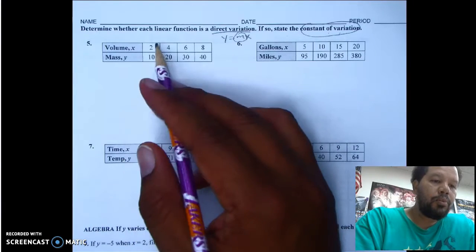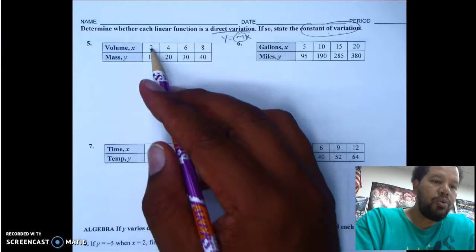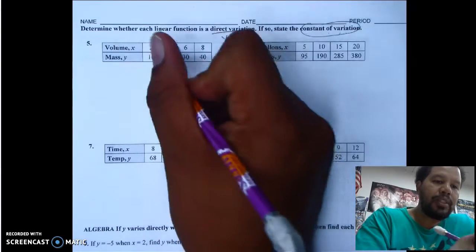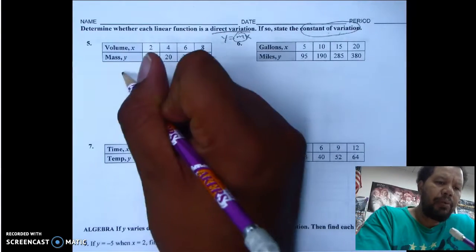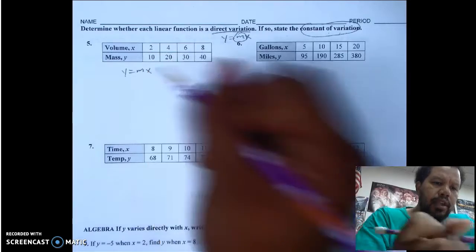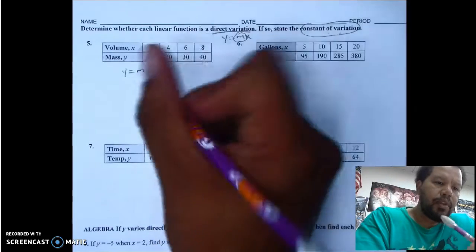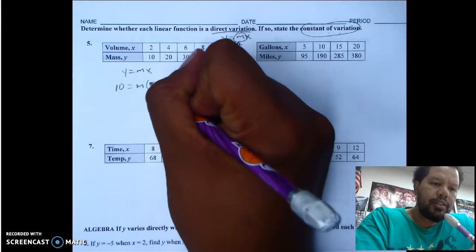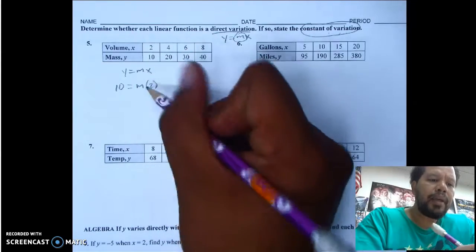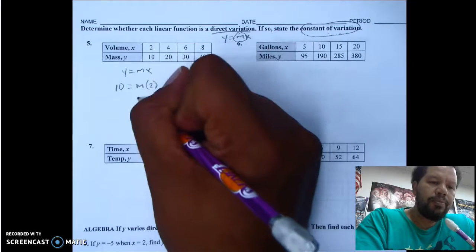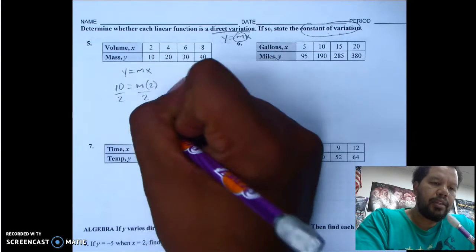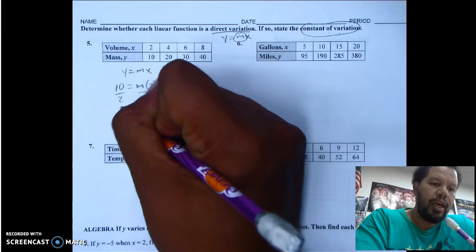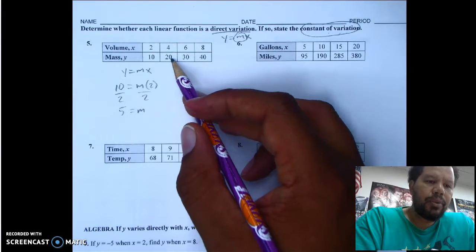So this first one, we have our x and our y right here, 2 and 10. And we just plug it right into this direct variation form. So 10 is y, m, and then x is 2. So when I plug that in, I can solve for m by dividing by 2 on both sides, and I get m equals 5.